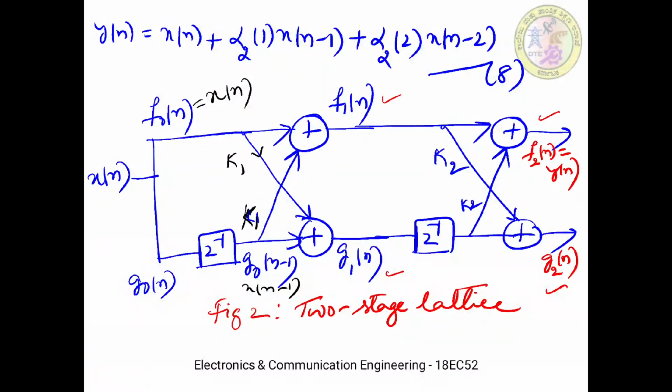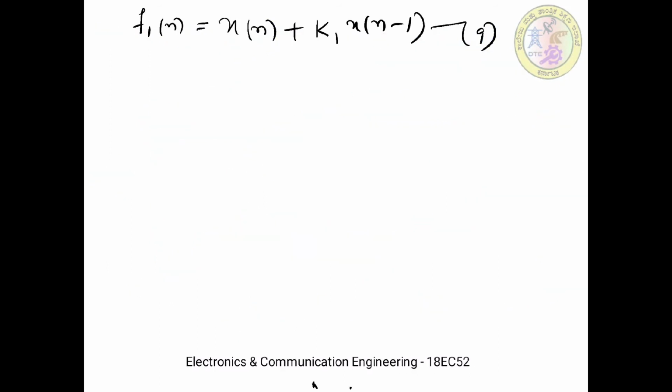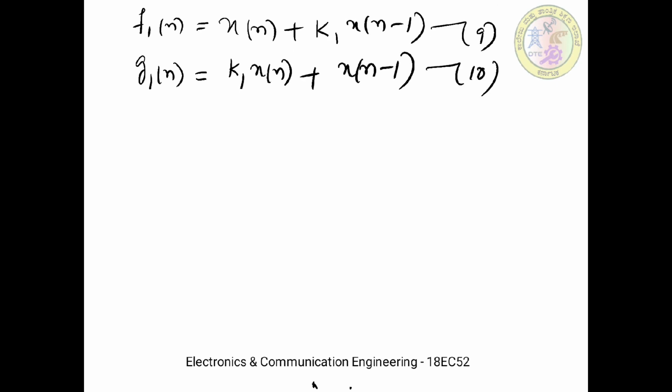Now you can write in terms of g0 and f0, and later you can replace. As we know from the first order filter structure, readily we can write it. So directly go for writing g1 of n. It is nothing but k1 multiplied by x of n plus x of n minus 1. Now these equations 9 and 10 themselves tell you the lattice structures here. So x of n plus k1 x of n minus 1 in 9. In equation 10, this k1 is multiplied with x of n, and x of n minus 1 is multiplied by 1. So 9 and 10 simply show the lattice structure only.